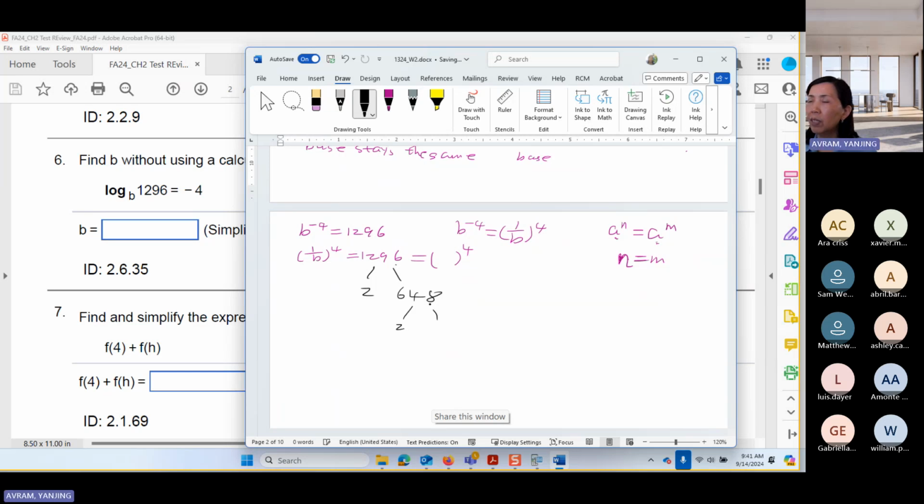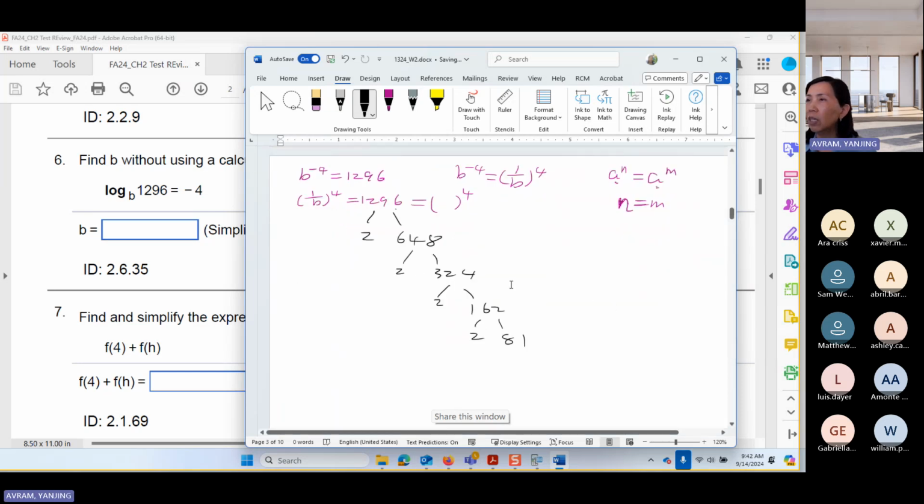All right, and if I divide it by 2 again, what do I get? 324. Divided by 2 again, 162. Divided by 2 again, I got 81. Now 81 cannot be divided by 2, but it can be divided by 3. So 81 divided by 3 is 27, divided by 3 is 9, divided by 3 is 3.